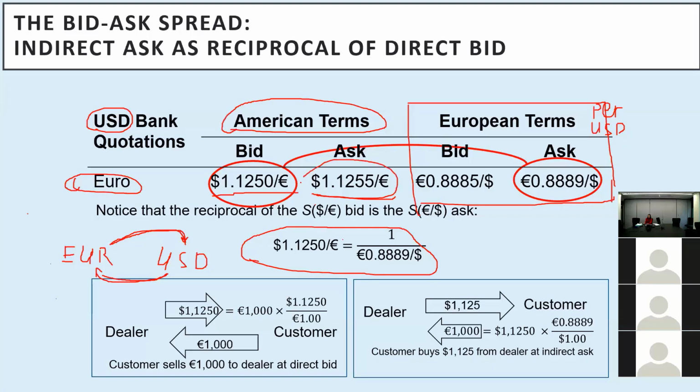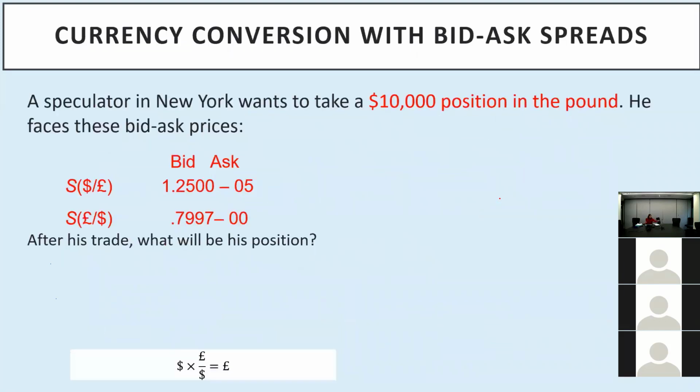It's the same thing for the ask rate for the euro and the bid rate for the USD as well, right? So when we sell the euro, that means we are buying the USD, okay? So let's work through an example to illustrate what we mean by that.